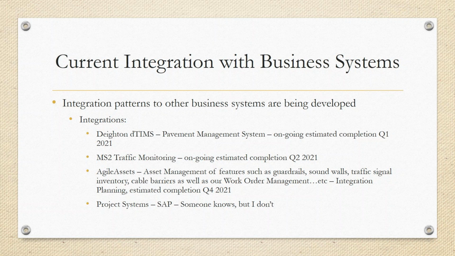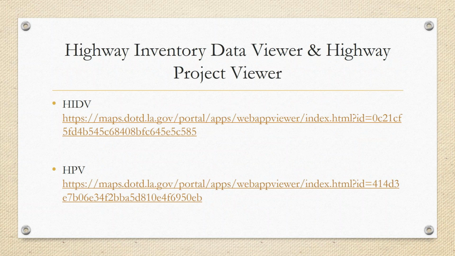We really just started kicking off a project with Agile Assets. Now we're not really going to integrate work order information, but certainly some of the asset data that we have in Agile Assets will get integrated with Roads and Highways: guardrails, sound walls, traffic signals, those types of things. And then project systems, a real integration with project systems is supposed to happen, but we're not sure when that'll ever happen. These are the links that we have internally.